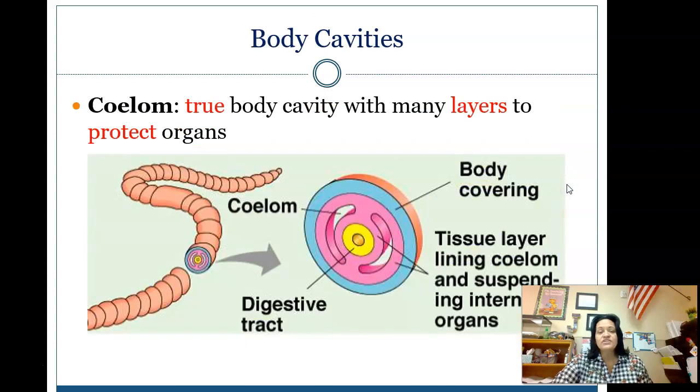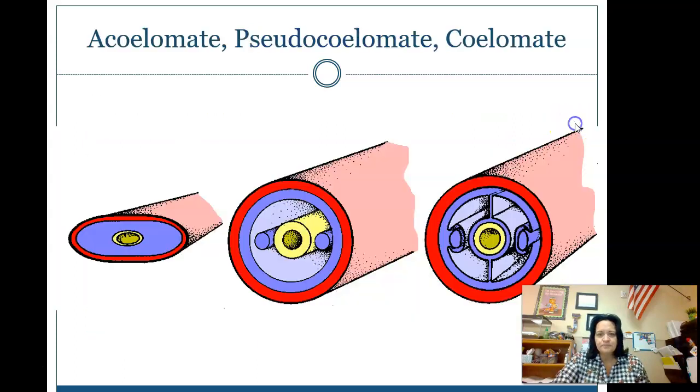Pseudocoelomate. And then a true coelom has a true body cavity in here with tissue layers lining your coelom and keeping all those organs in place and protected. And so it's a true body cavity with many layers to protect those organs. So you can see as the coelom gets more complex, the organ systems within it, in the true coelom, can be more specific and have more protection.